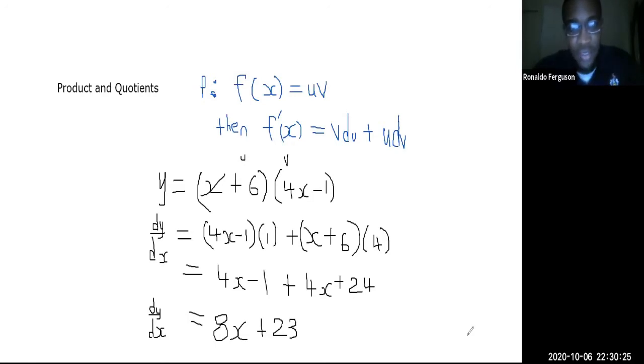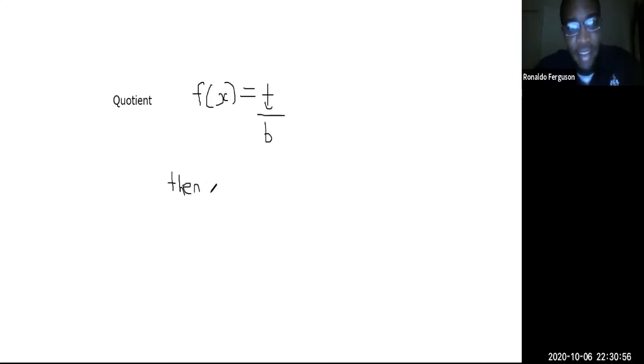Now let's look at a quotient. This is the quotient rule now. For the quotient rule, I use a funny formula to remember it. I hope it's funny for you too. For a quotient, where f of x is equal to, I call it t over b. I'm going to explain why I said t over b now. If f of x is equal to t over b, then f prime of x is equal to b times dt minus t times the differential of b, which is db, over b squared.